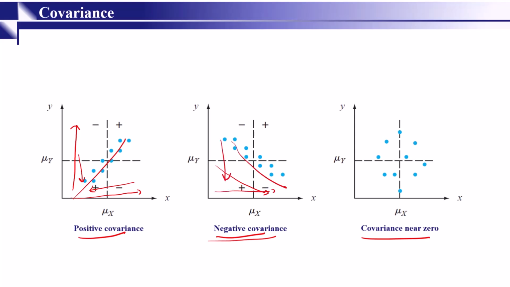So this is called negative. And here we have zero covariance, no linear relationship. In this case, two random variables like x and y are independent. It means they do not follow the trend of each other.